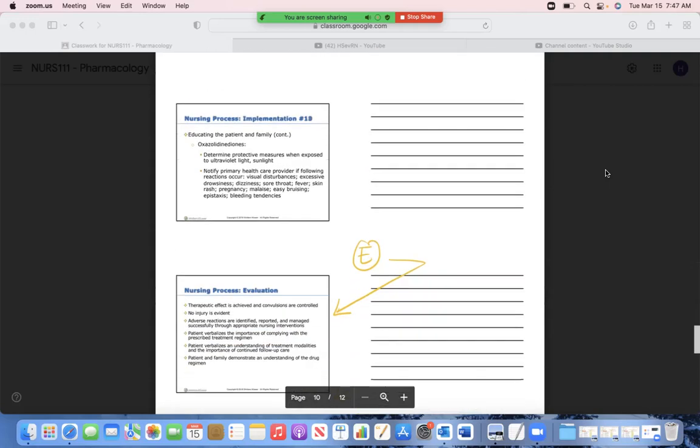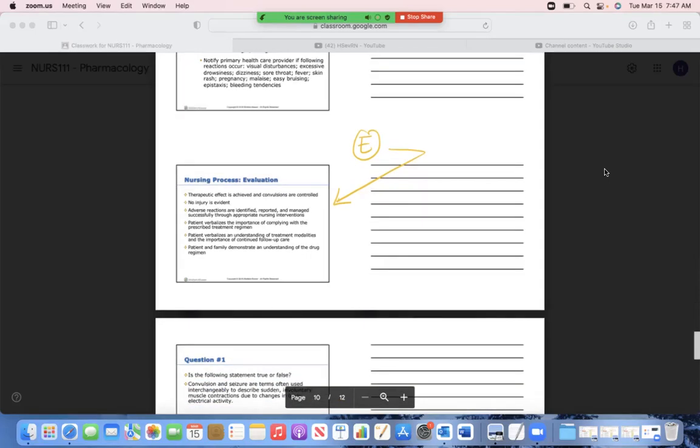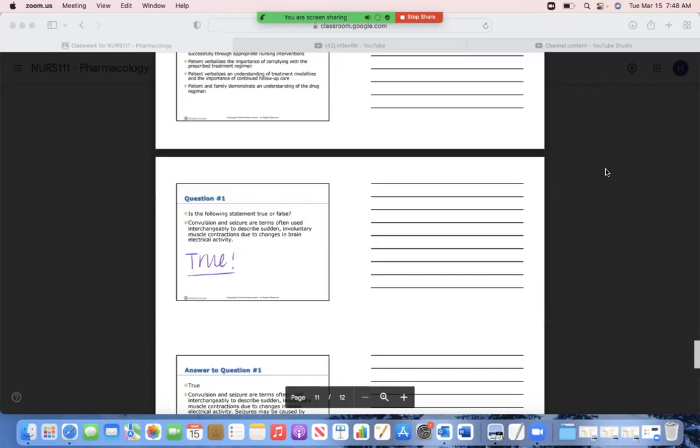Evaluation. How do we know we've been successful? Well, if we've accomplished whatever we tried to accomplish and we controlled our convulsions, that's good. That's a positive outcome, right? If the client didn't get injured, they didn't fall, they didn't hurt themselves during surgery or seizure, that's great. If we identified, reported, mitigated, managed any adverse reactions, that's awesome. Patient verbalizes the importance of compliance if they understand and comply, right? Understand and comply, not just the patient too, but the family members.